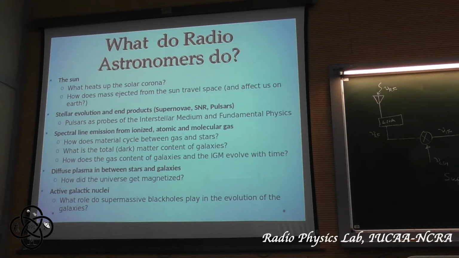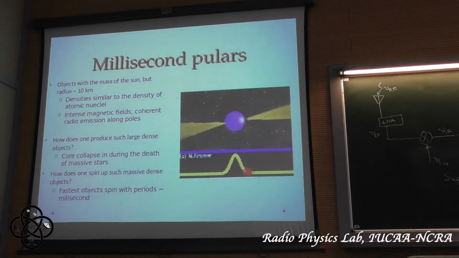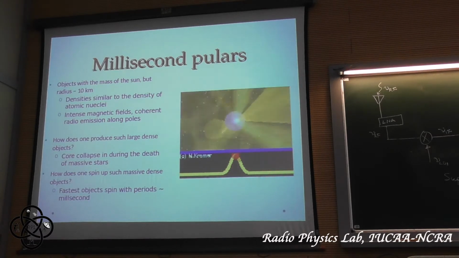So I'll just give you some examples from these, not a whole lot. Let me start with the pulsars, and in particular, let's look at millisecond pulsars. Pulsars are objects which have the mass of the sun with a radius of about 10 kilometers. They have densities similar to the density of atomic nuclei, and very, very intense magnetic fields of the order of 10^10 to 10^12 gauss, and coherent emission along the poles.